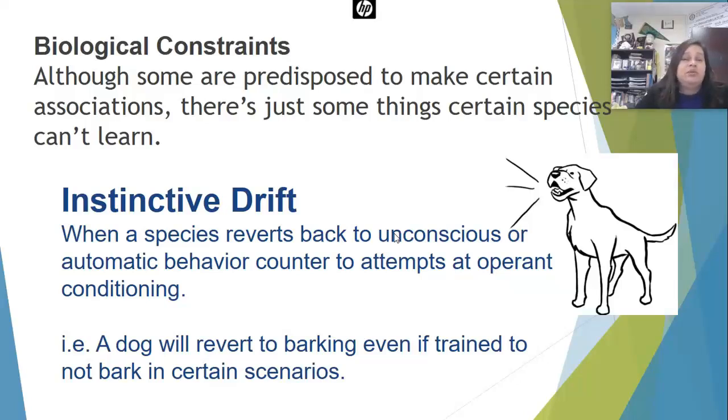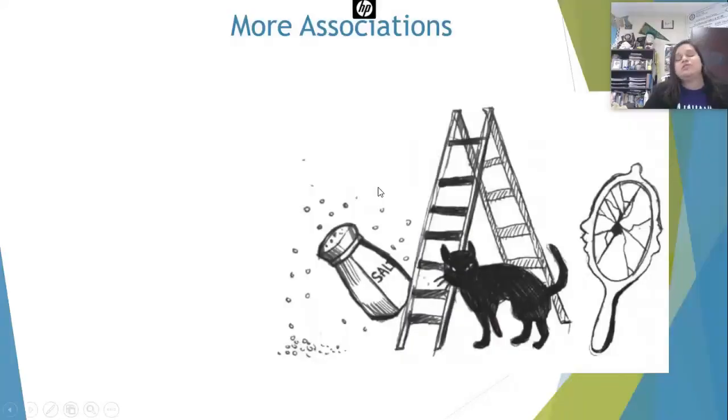Another example would be trying to teach pigeons to fly toward a noise. If a pigeon hears a noise, it's going to fly away. But if you're trying to train it to fly toward it, you could train it, but it's going to instinctively drift back to its natural state. Usually it's a safety or defense mechanism for the animals.